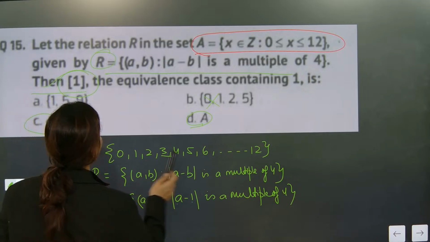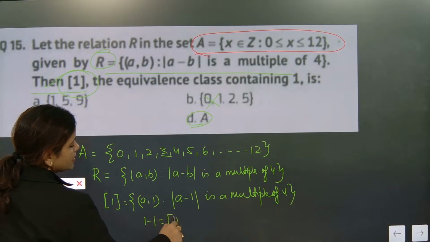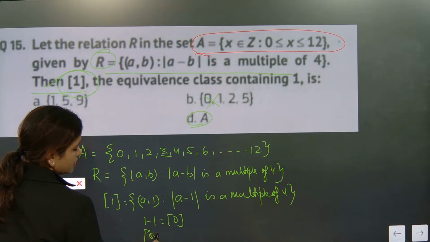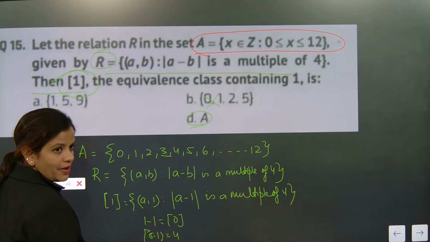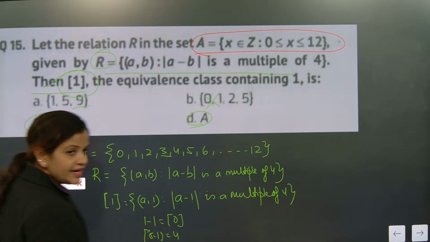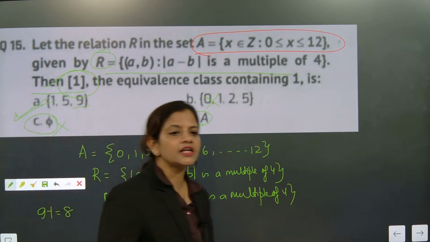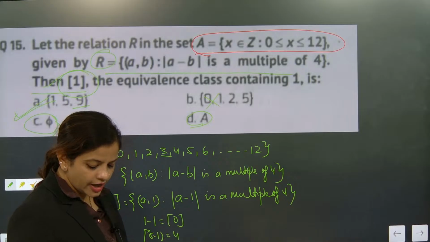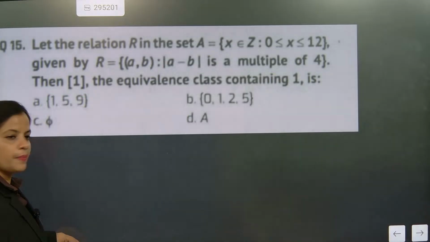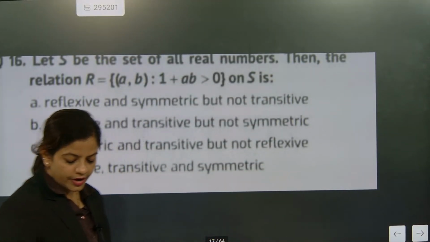So now what is the work left? Now we know that this is not there. Now 1 minus 1 will become 0. Is 0 divisible by 4? Yes. 5 minus 1, 4. Is 4 divisible by 4? Yes. 9 minus 1 is coming as 8. Is 8 divisible by 4? Yes. So what is the correct answer for you? A. So A is the correct answer. I hope you might have understood this one. So the correct answer here for question 15 is A. Understood. Now we will be going for question number 16. Come on, go for it.